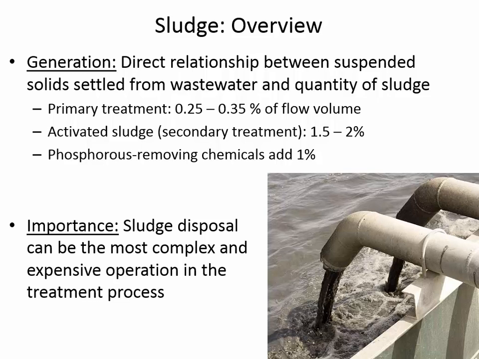If you know the flow rate of the treatment process, primary treatment is less than 1% of the total volume. Coming out of that is going to be the primary sludge. Activated sludge is a little bit more in terms of the volume of the overall process. And if you're using chemicals to remove phosphorus, like precipitating phosphorus, that adds to the volume of sludge as well.